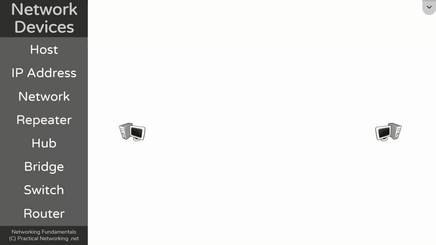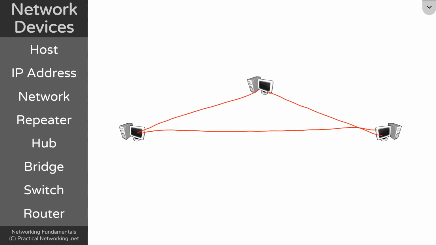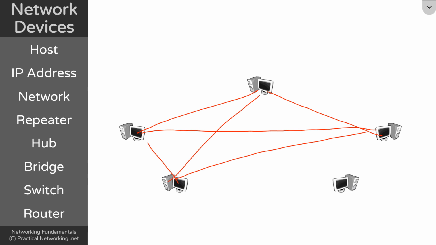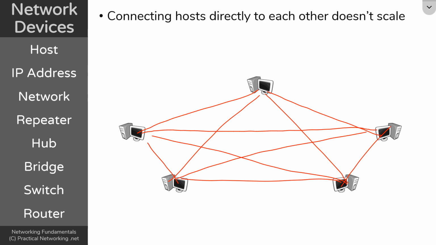So far, we've been talking about networking from the perspective of connecting one host directly to another host. Well, if you add a third host, you now have to connect that host to all the other hosts which you've already established. And if you add a fourth host, you now have to connect this fourth host to all the hosts that already exist. And again, if you add a fifth host, you now have to connect this fifth host to every host that has already been connected. As you can see, connecting hosts directly to each other simply doesn't scale.